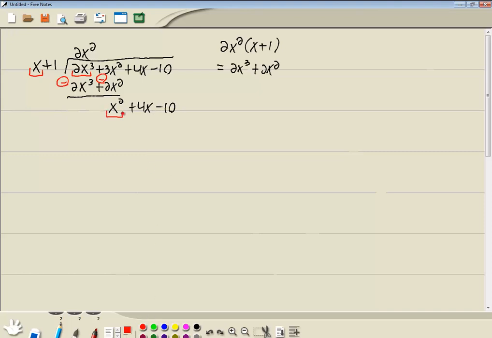We only look at the first term of each and decide what to put up on top. We ask ourselves what times x gives us x squared, and that'd be x. And as always, whatever you put up on top, you multiply by what's out in front. So I'll take x times x plus 1, which gives us x squared plus x.